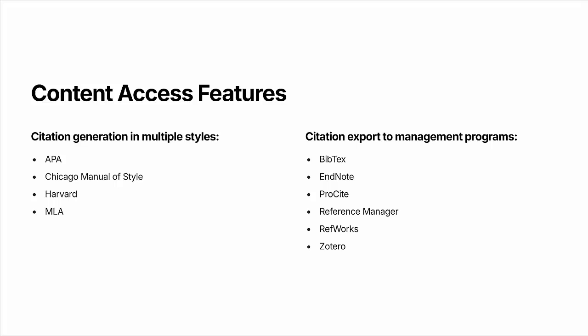Now let's talk about something that will save you significant time: citation features. We all know the pain of formatting references correctly. SRMO not only generates citations in multiple styles but also exports them directly to reference management tools. What this means practically is that you can seamlessly integrate SRMO into your existing research workflow. If you're using Zotero or EndNote, you can send citations directly there without any copying and pasting or reformatting. This might seem like a small thing, but when you're juggling multiple deadlines, these time-saving features make a real difference.